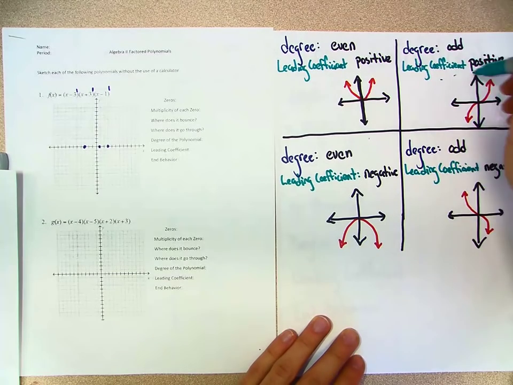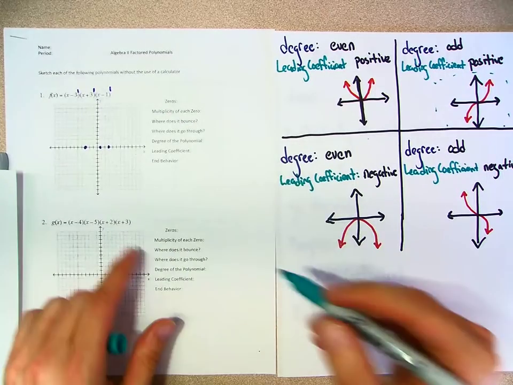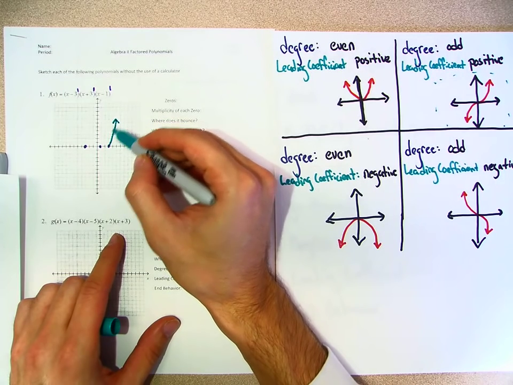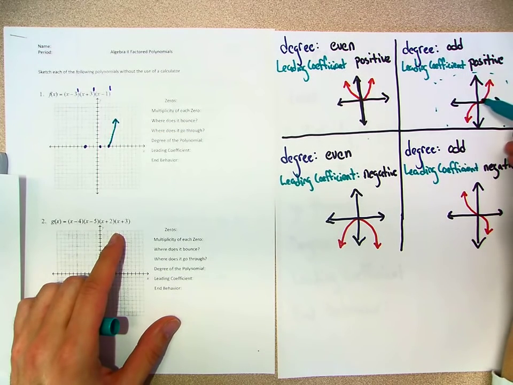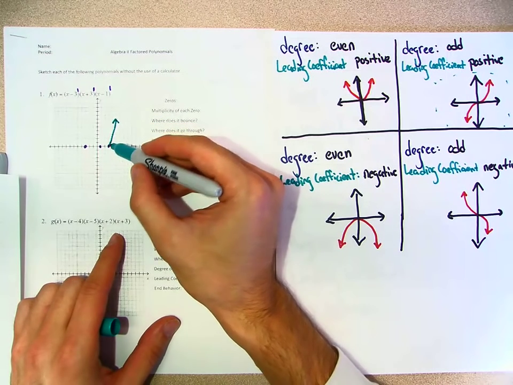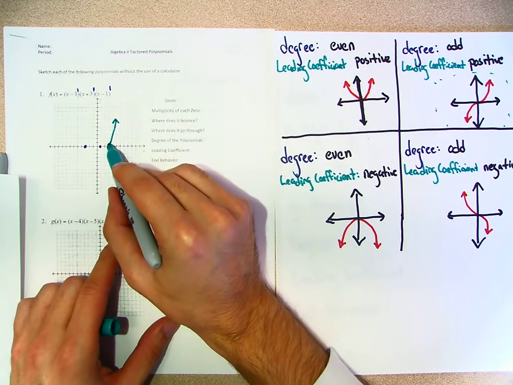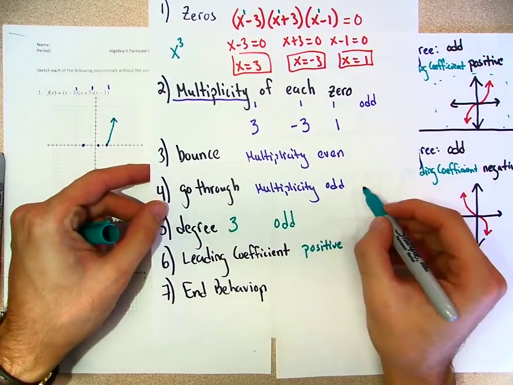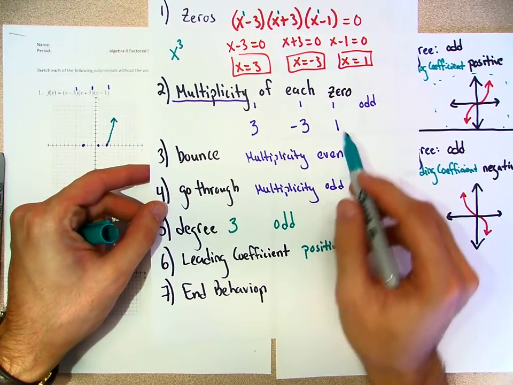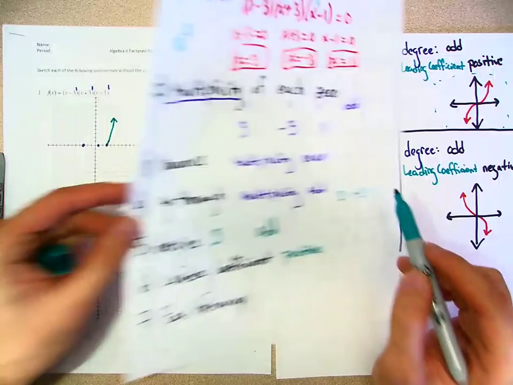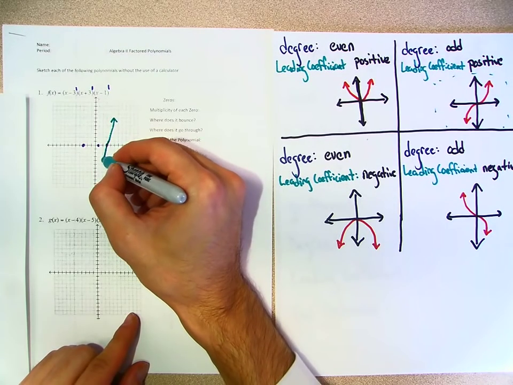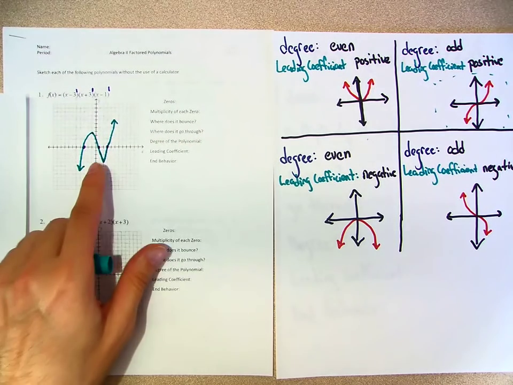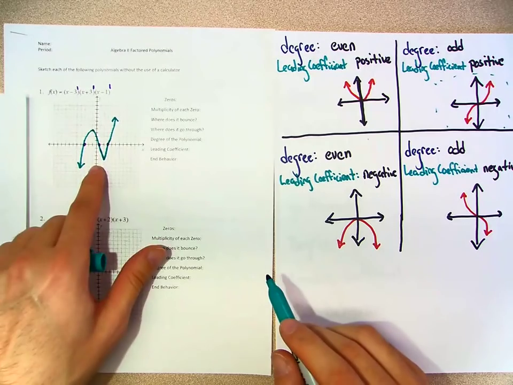If this is the dance move for this graph, our graph should look something like this. We start here, and notice that this is the ending of the polynomial. But then the question is, at each of these points, do I bounce or do I go through? I go through at 3, negative 3, and 1, because the multiplicity was odd for each of those zeros. So I go through, then I have to come up, I go through, and then I have to come down, and I go through. So we know that this graph has to look something like this.